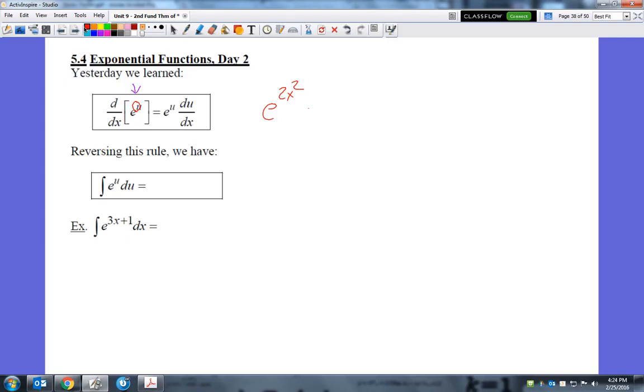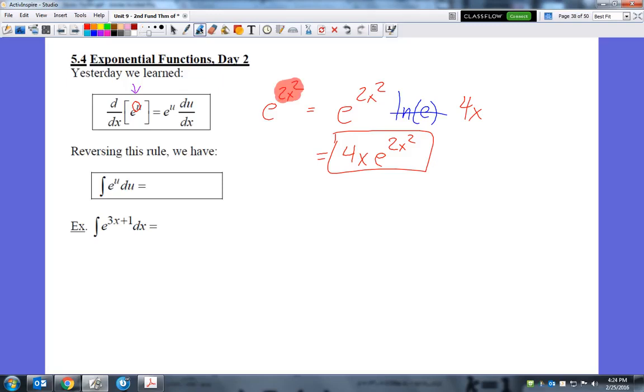The derivative is equal to the carbon copy times the natural log of the base, which we know is just going to cancel to 1. And then it'll be times the derivative of the power, which would be 4x. So the answer to this one would be 4x times e to the 2x squared. Okay, that is the derivative as far as exponential functions go, especially when their composite functions are in the power and not just straight up letters.